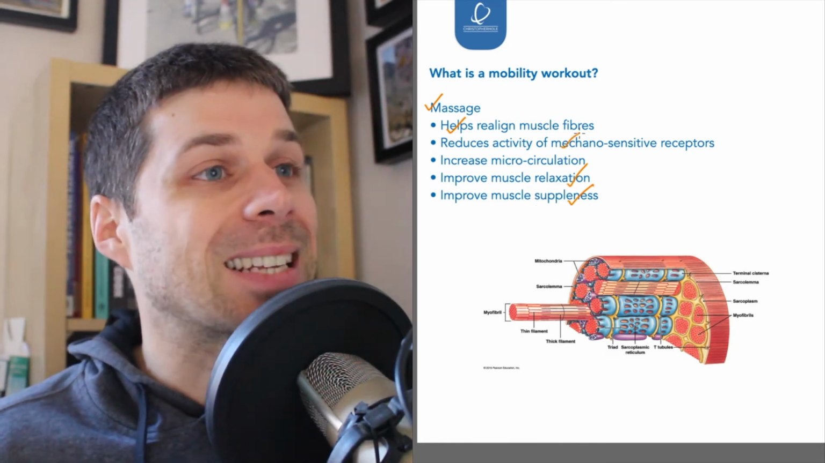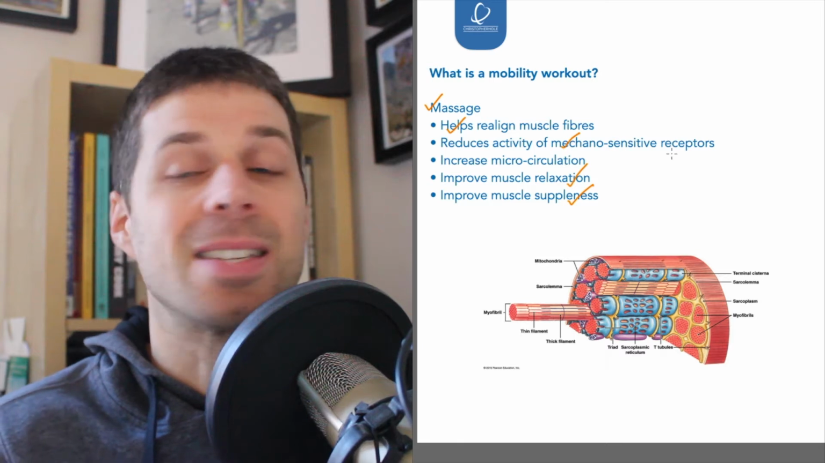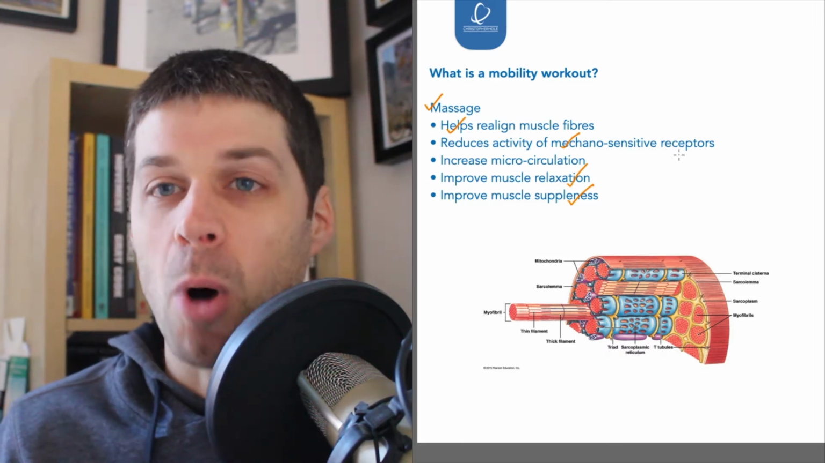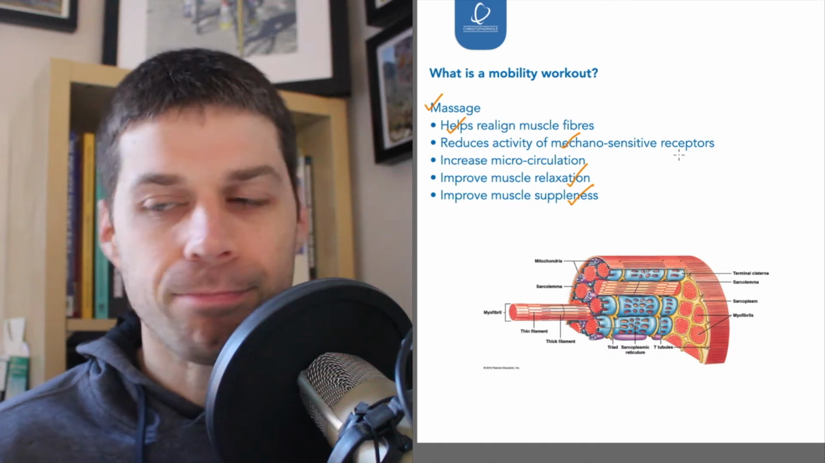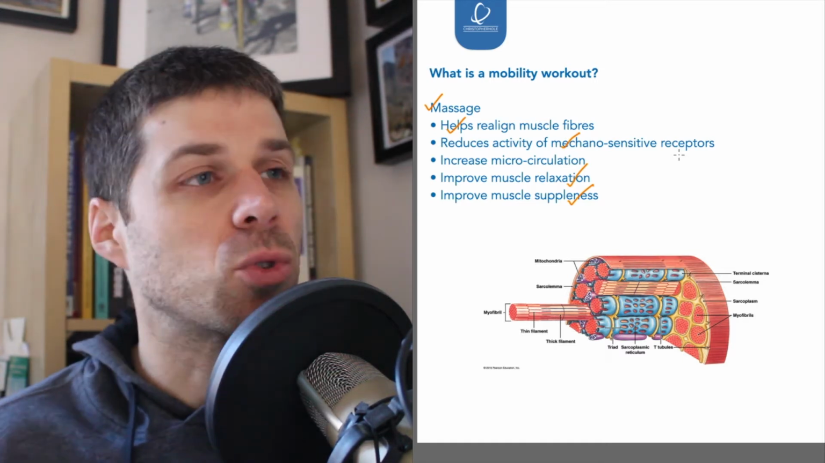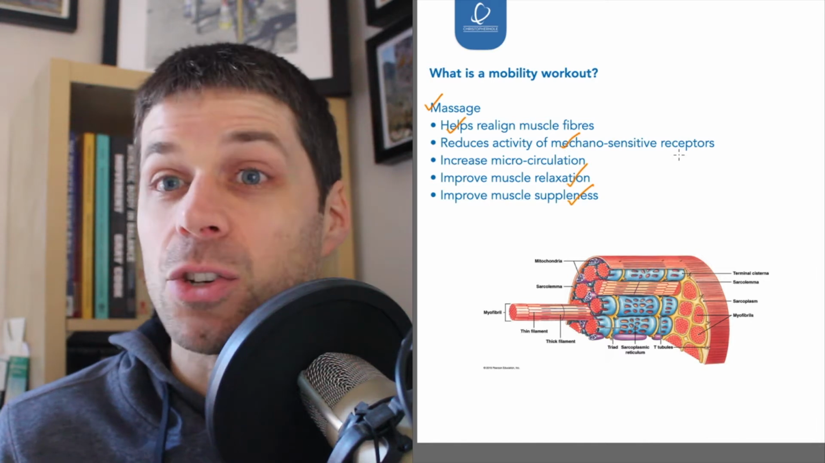It reduces the activity of mechanosensitive receptors. So there are certain receptors within the muscle that will respond to length and shortness that we need to override, and we'll talk about that later on.